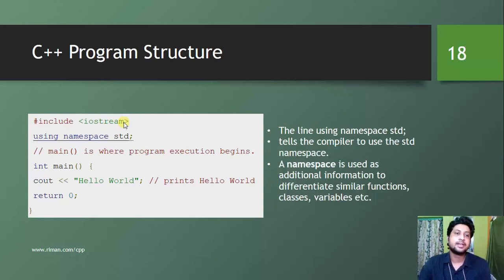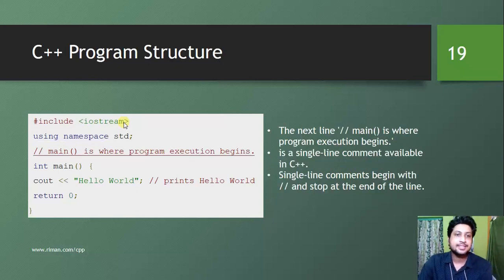Next, the next statement was using namespace std. The line using namespace std tells the compiler to use the std namespace. A namespace is used as additional information to differentiate similar functions, classes, variables, etc. This particular namespace feature was also introduced to C++ very recently.